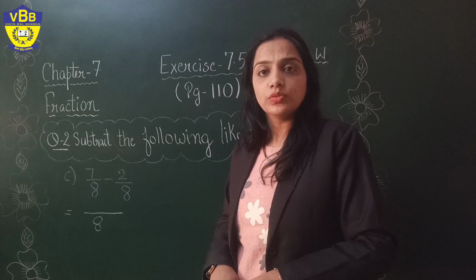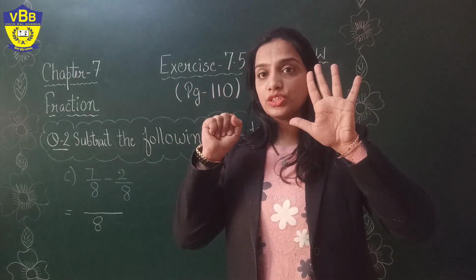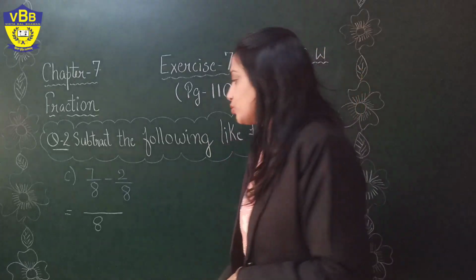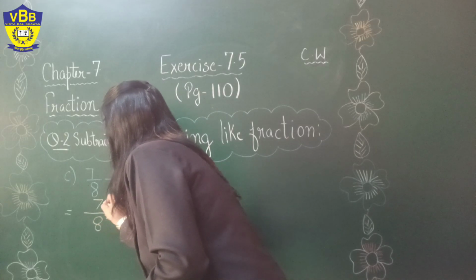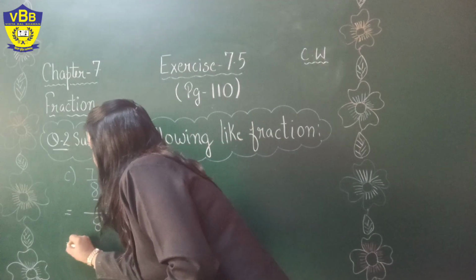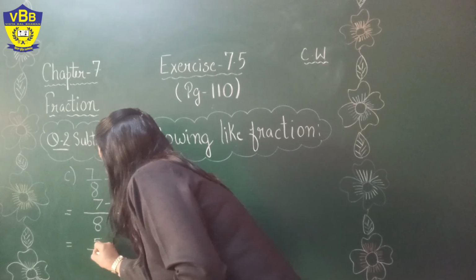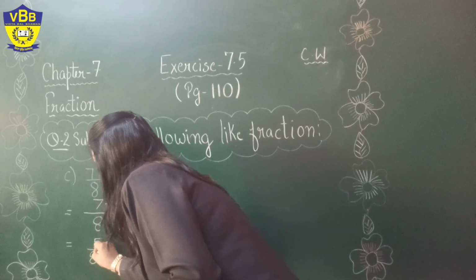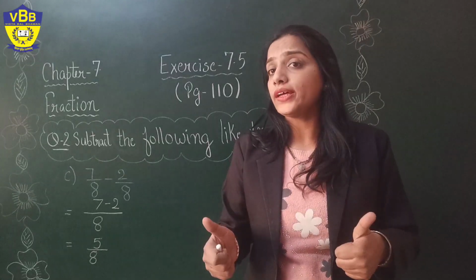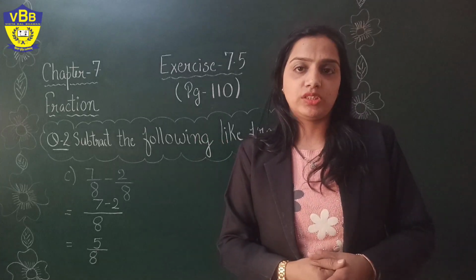So 7 minus 2, tell me, 7 minus 2, what will be the answer? 5. Okay? So first we will write 7 minus 2, right? And now we will write 5 in the numerator and 8 in denominator. Okay? I hope you all understand how to do the subtraction of like fraction.